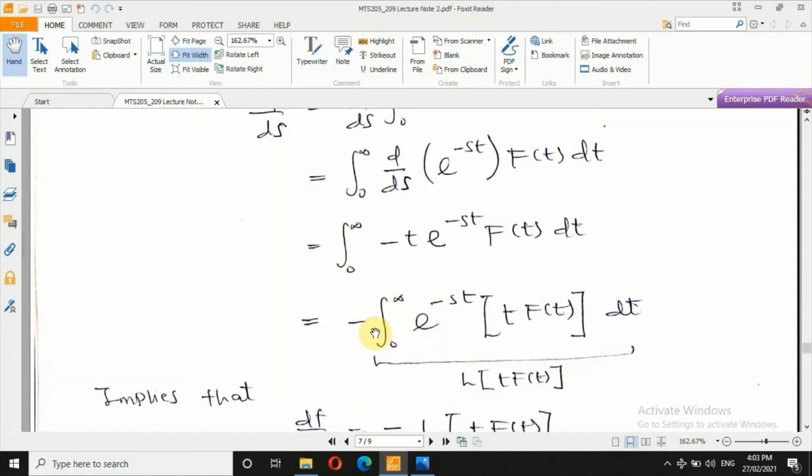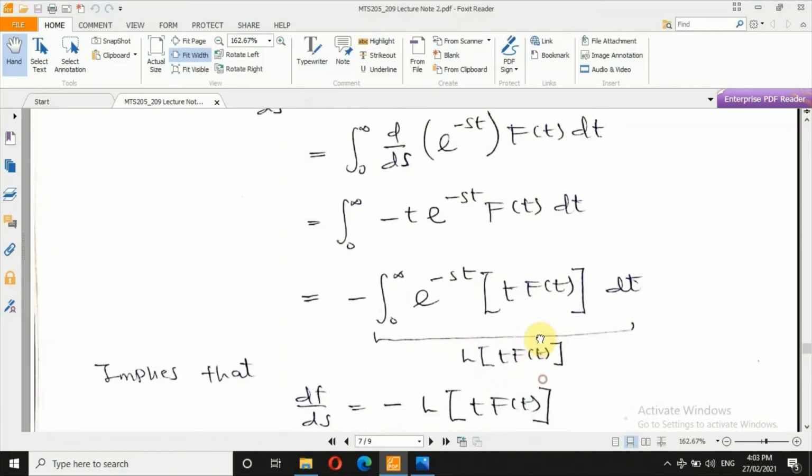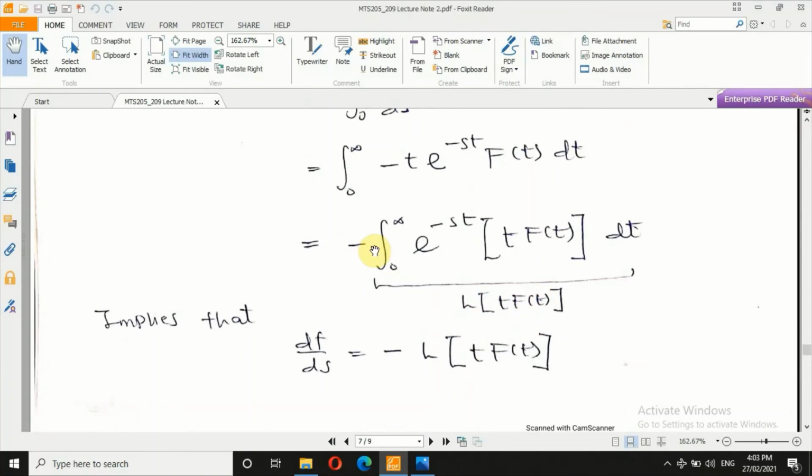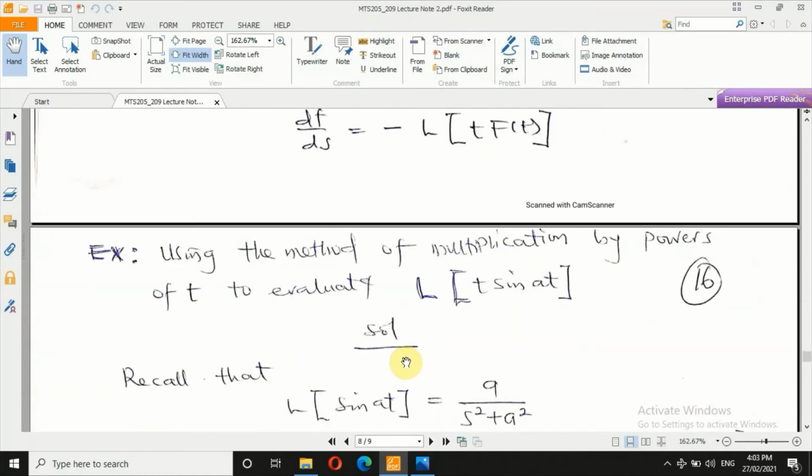Look at it again now. Minus will come outside. Now we have the integral of e to the minus st, t f of t dt. Look at this thing, t f of t. This is the same thing as the Laplace transform of t f of t. So, if you agree, instead of writing this whole thing, we now write the Laplace transform of t f of t, with a minus sign. Now remember, we are dealing with F of s there. Because it's t to the power n, with n equal to 1, we have minus 1 raised to power 1, which gives us minus 1. So let's consider this example now.